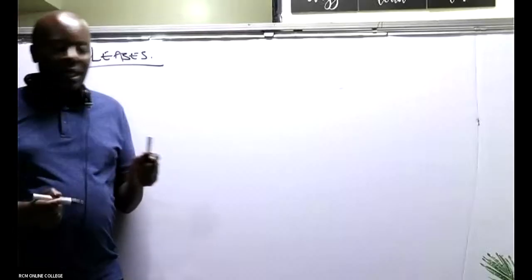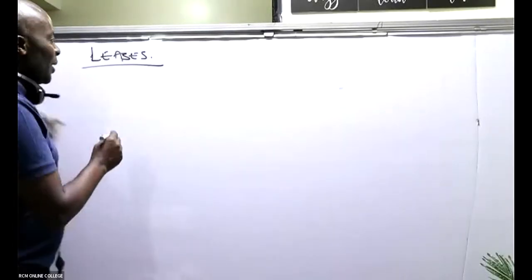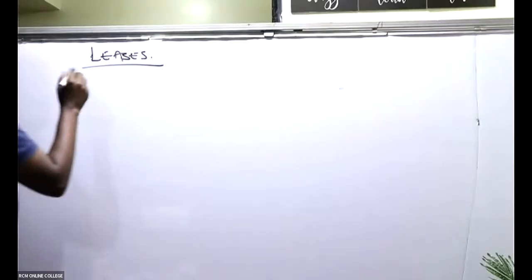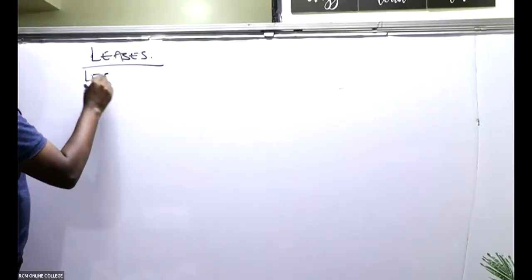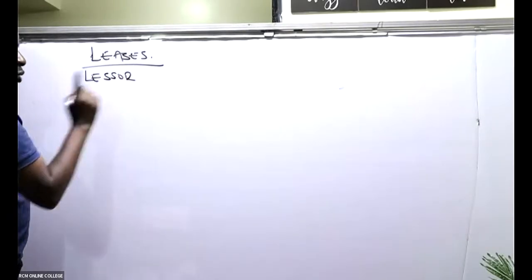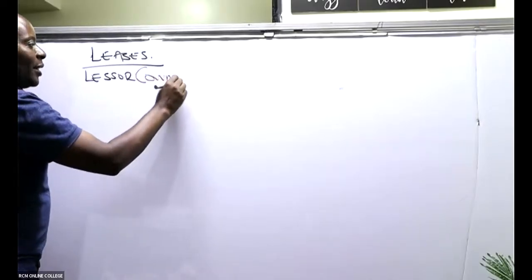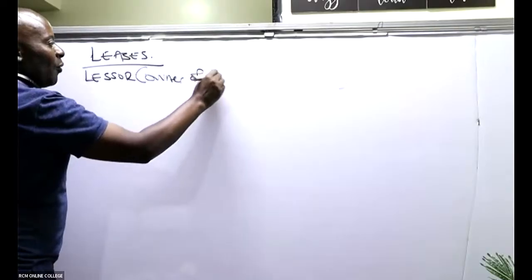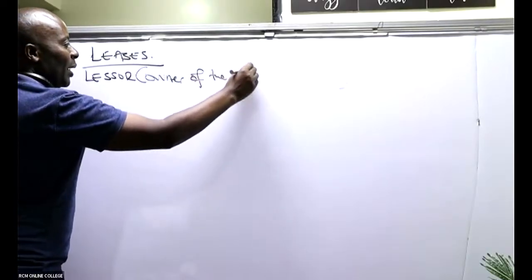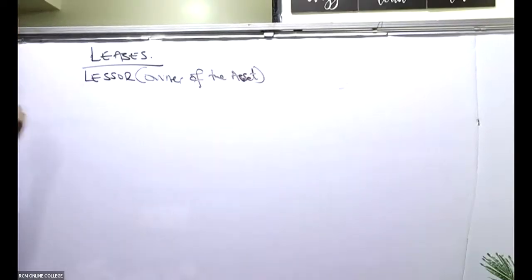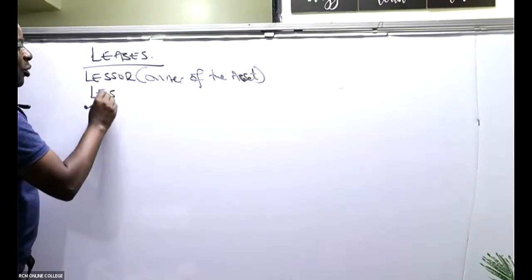As explained in our last class, if you remember very well, we have two parties here. We have a party we are calling the lessor. The lessor is the owner of the asset. If the asset is a building, we shall be calling him who? A landlord.